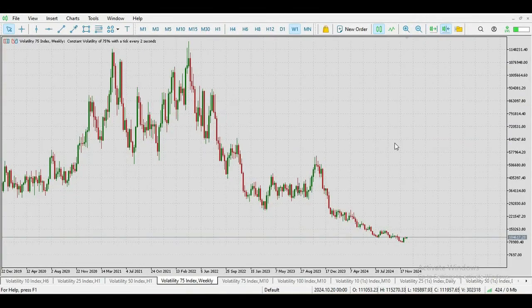Your Volatility 75 analysis is failing because you are not following two rules in the market. And these rules are your trend and your support and resistance. There are two types of support and resistance. The first one is your major support and resistance, while the second one is your minor support and resistance.